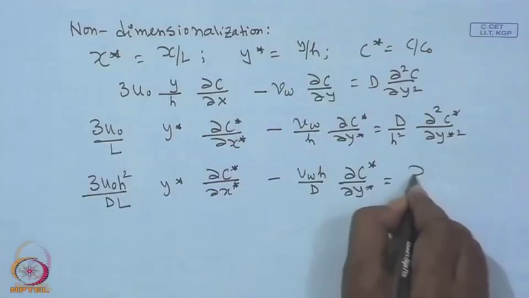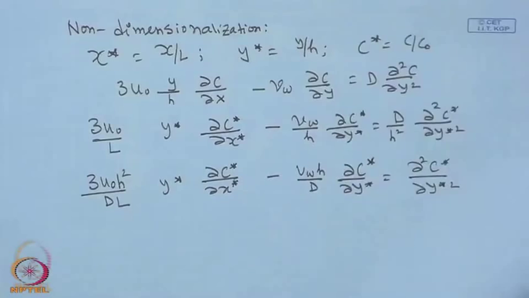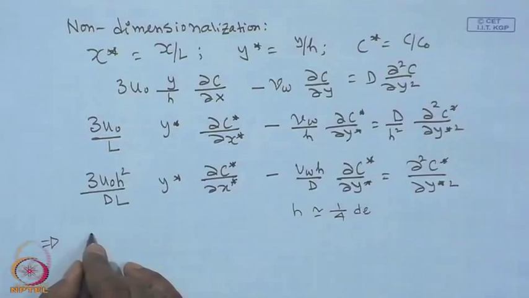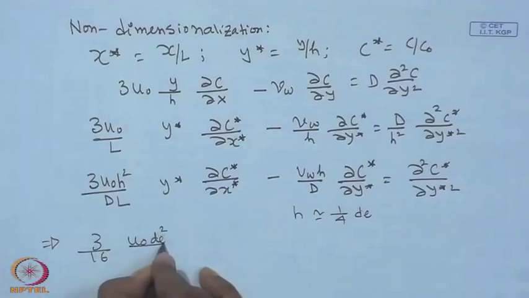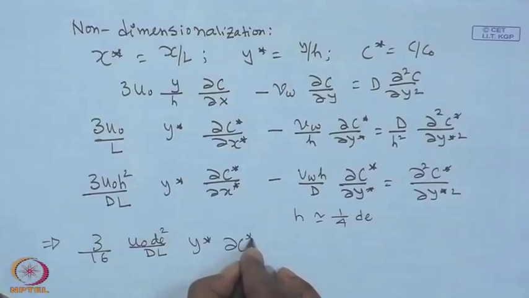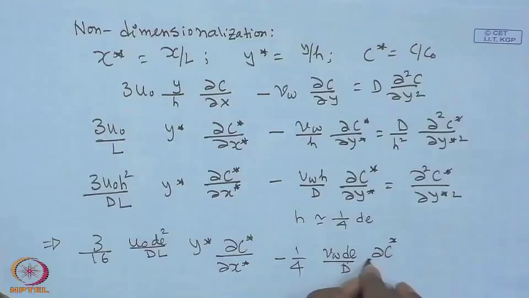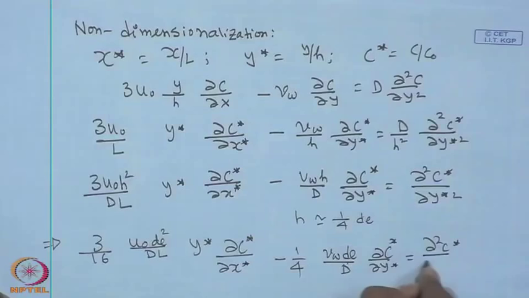Now, we have already seen that half height can be approximated as 1/4 of equivalent diameter. So, therefore, in terms of equivalent diameter, we will be having 3 by 16 u 0 d e square by D L y star del c star del x star minus 1 over 4 v w d e by D del c star del y star is equal to del square c star del y star square.